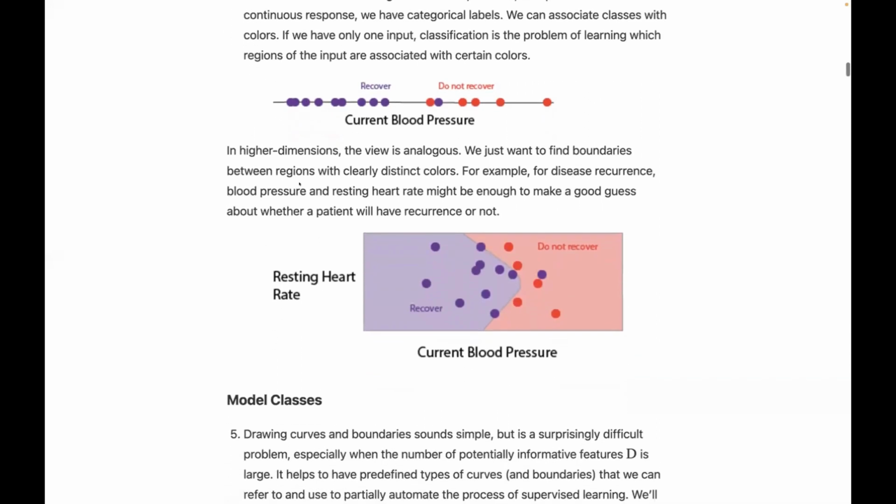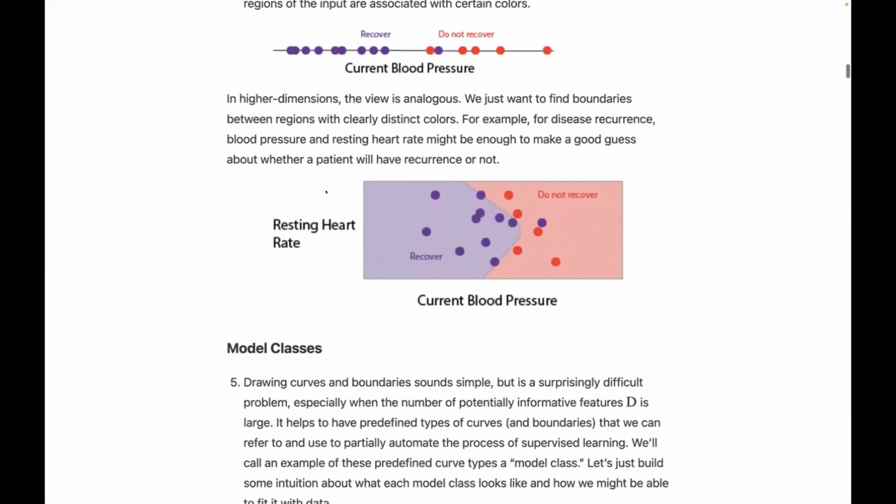And again, you can do this in high dimensions. In this case, it's like you color in the prediction you would make for each combination of those two variables, and the observed data are the scatter plot points. Okay.